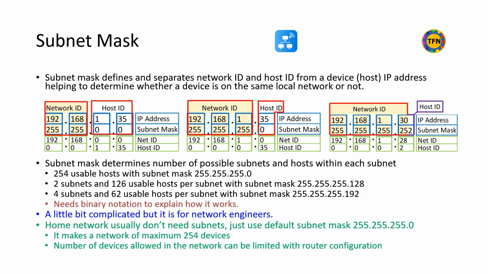Home networks usually don't need subnets and therefore can use default subnet mask 255.255.255.0. It makes a network of maximum 254 devices. It is a little bit complicated for novice, but understanding its role is enough without bothering how it works.